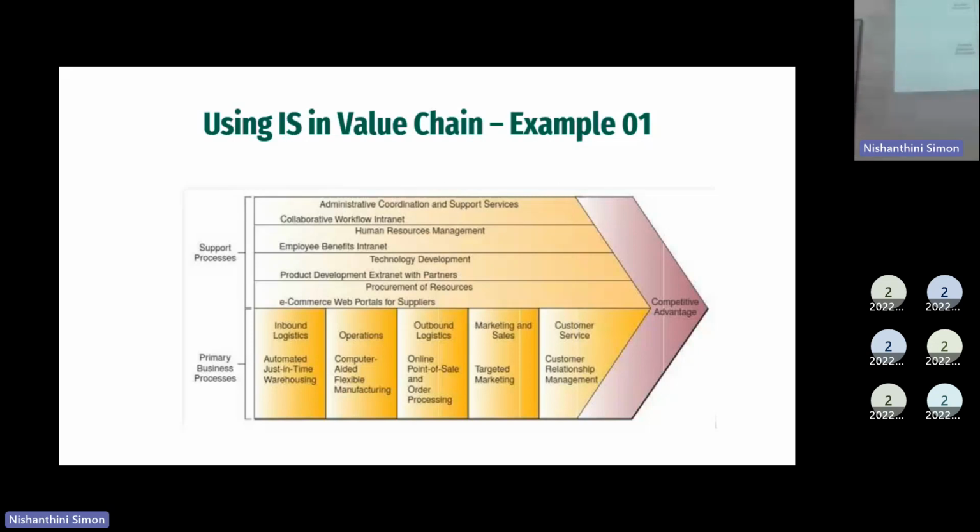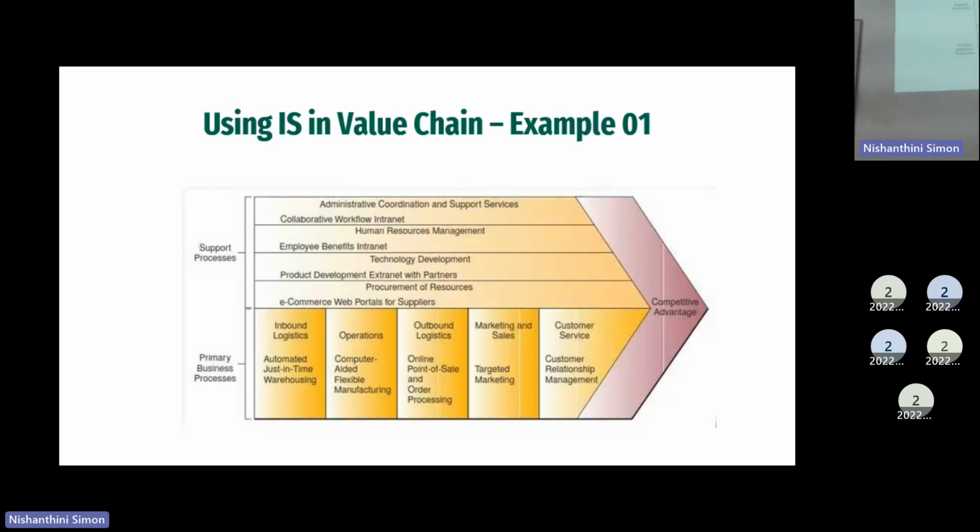Then for the administration, they are suggesting a collaborative workflow intranet. An intranet system where only inside the organization we will be using workflow collaboration, maybe a scheduling system or a messaging system. Then HR, maybe again an intranet, an employee benefits intranet, or even a common HRIS system. Then technology development. For many organizations, their core processes will be different, so if they are manufacturing, they may not be into technology development.